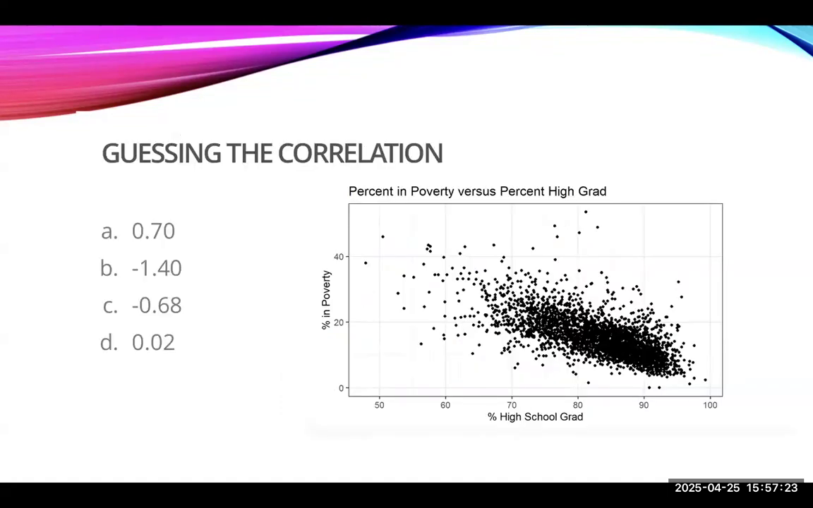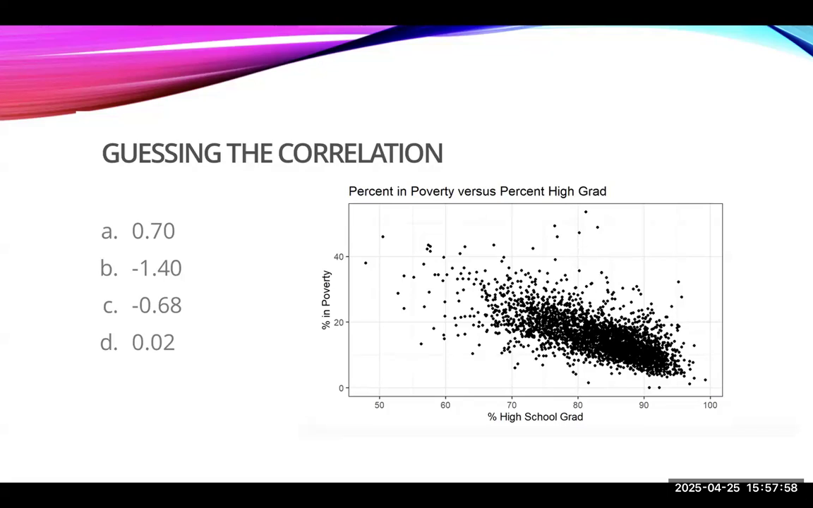Right now, we're not really worried about the actual value of r. You would need a calculator or Microsoft Excel to find that for you. Right now, I just want you to get a feel for the correlation. So of the following 4 choices, which one best suits this graph? Which one is the correct correlation?